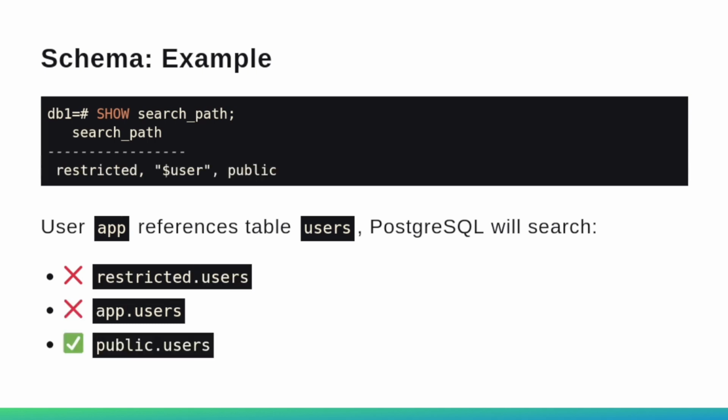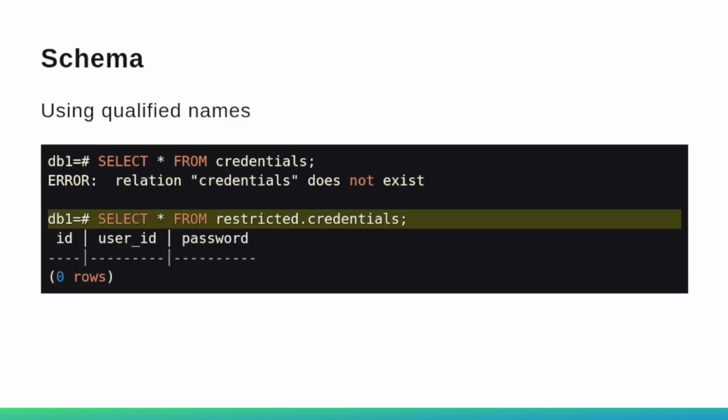If, for example, our search path contained another value, for example, restricted, and the user app references the unqualified name users, the database would first look for restricted.users, then app.users, and finally public.users, okay? So in our case, if we select star from credentials, the database is not going to find our objects. We need to use the qualified name restricted.credentials.